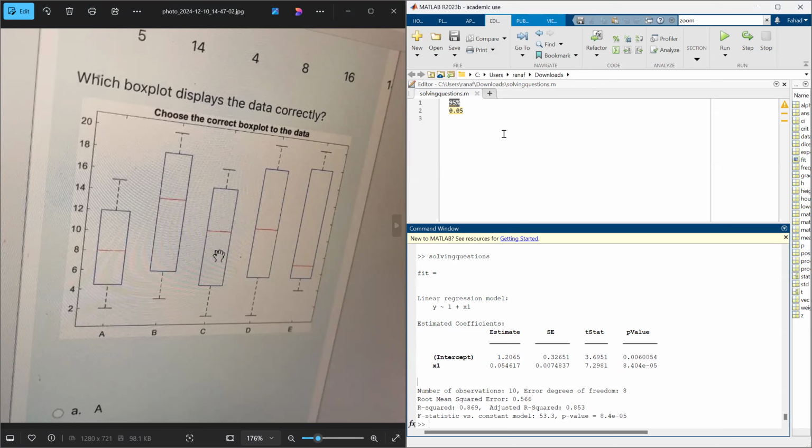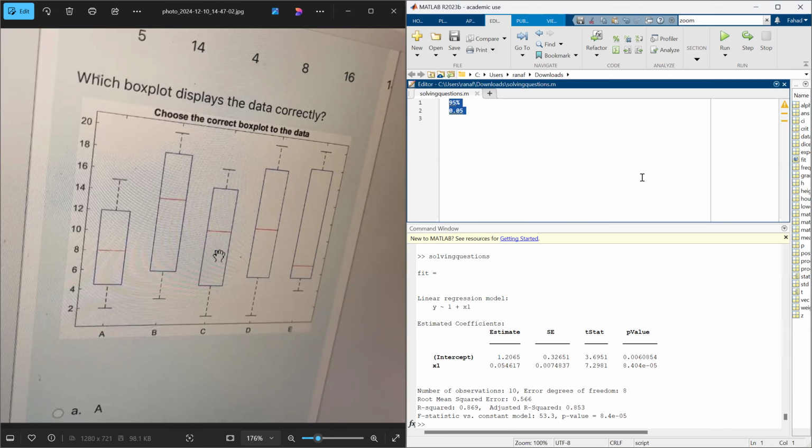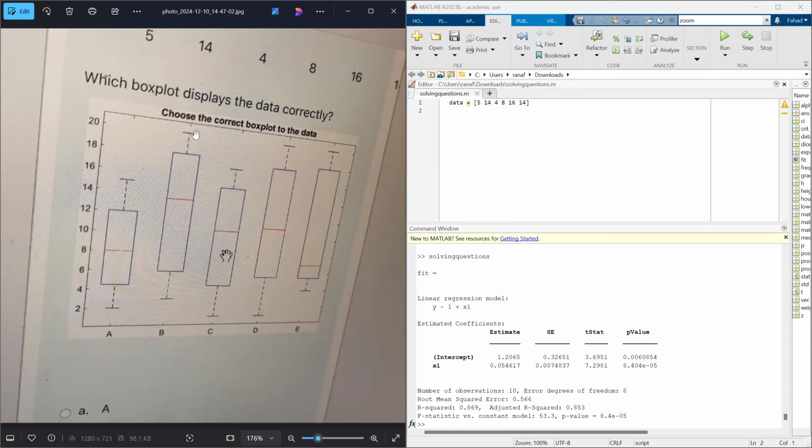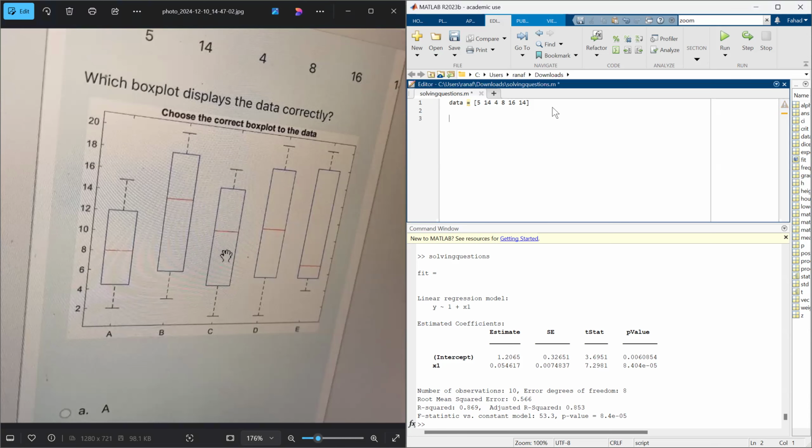So yeah, box plot. They will have a vector of data here. Let's just assume it is 5, 14, 4, 8, 16, 14. And they say which box plot displays the data correctly. For predicting this, you have 3 steps. The first step is, do you see these red lines? These are the medians. The median is basically the middle point of the data. So the first step you do is find the median.